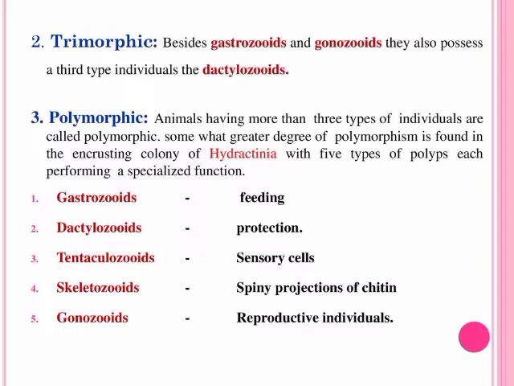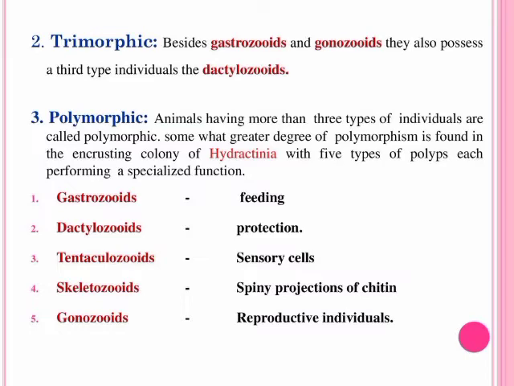In some forms, such as Obelia, the zooids include hydranths, gonangia, and medusa. Hydranths or gastrozooids are the nutritive zooids. Gonangia or gonozooids are the asexual reproductive zooids. And medusa are the sexual reproductive zooids. The zooids of Millepora include the gastrozooids, dactylozooids, and medusa.